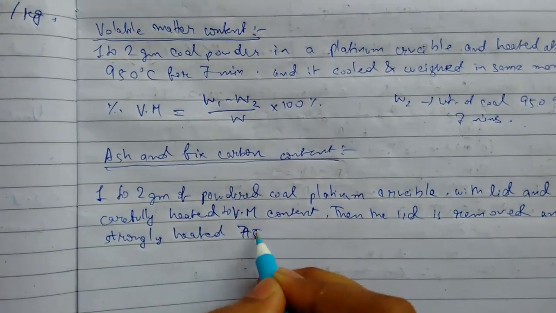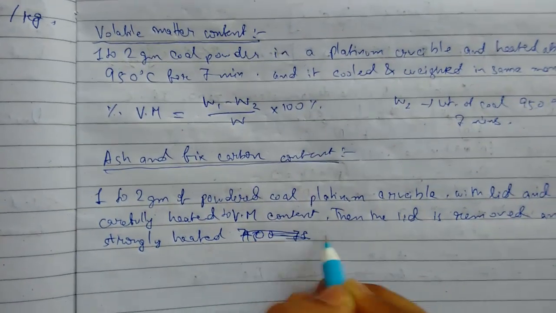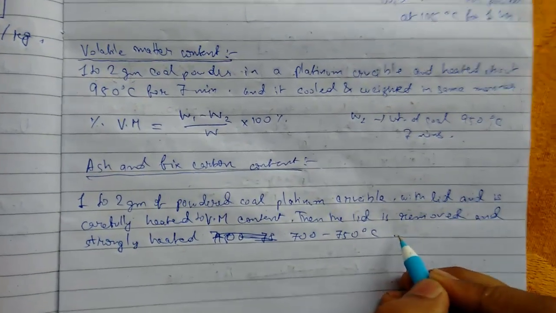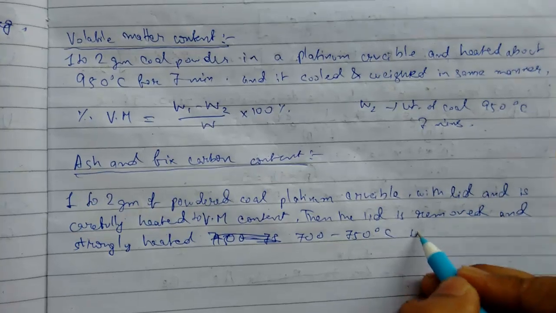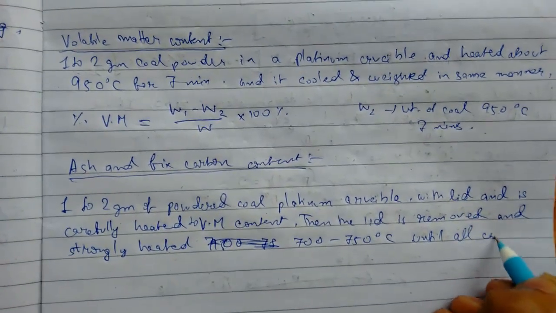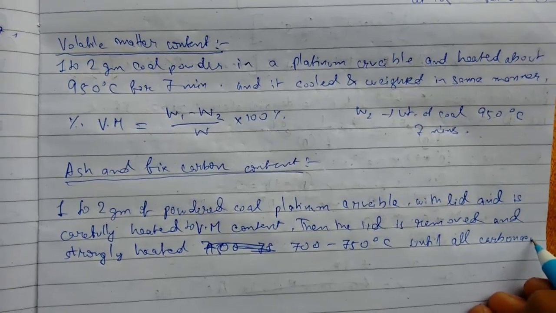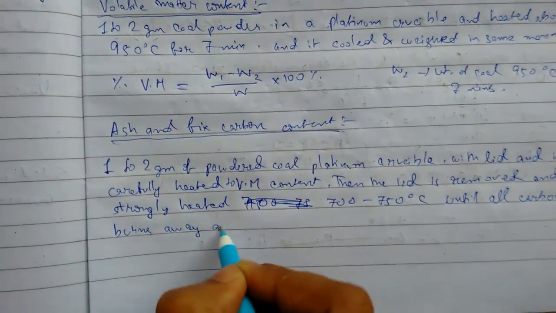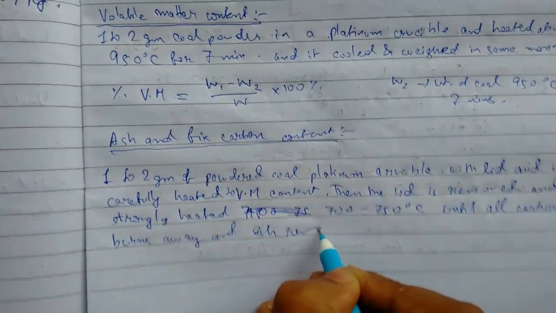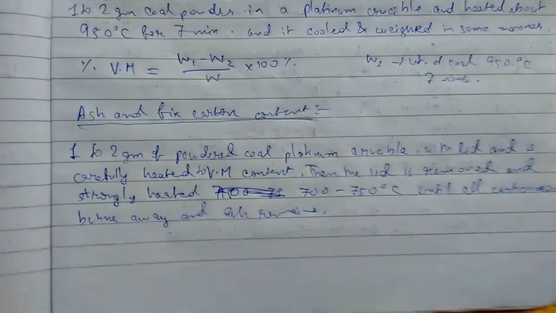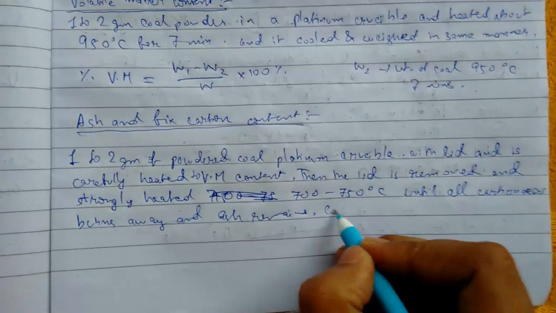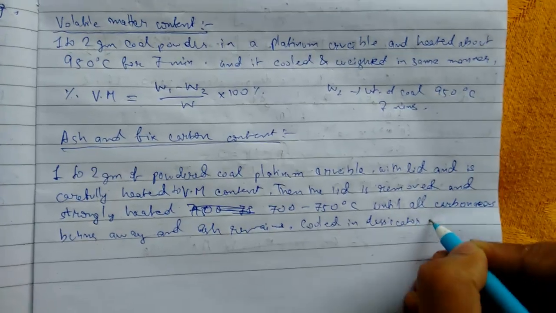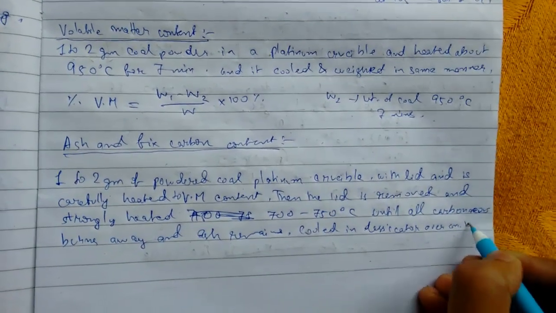at 700 to 750 degrees Celsius until all the carbonaceous matter burns away, until all carbon burns away and ash remains. Now it is cooled in a desiccator over concentrated H2SO4.